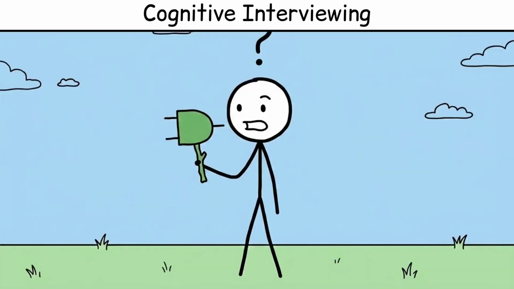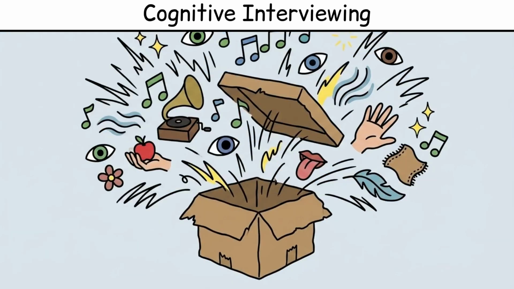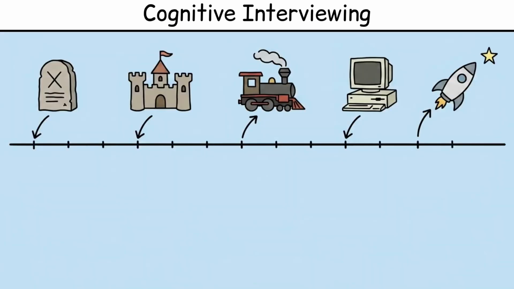To test truthfulness, the interviewer asks the subject to recount events in non-chronological order, such as backwards from the end to the beginning. Truthful memories are stored as multisensory experiences, allowing a person to move backward through the timeline cleanly.